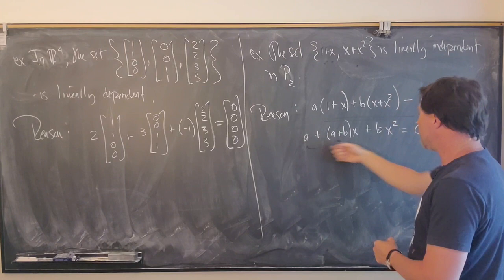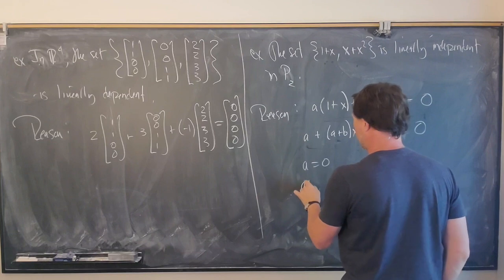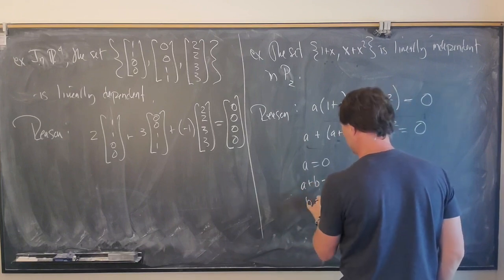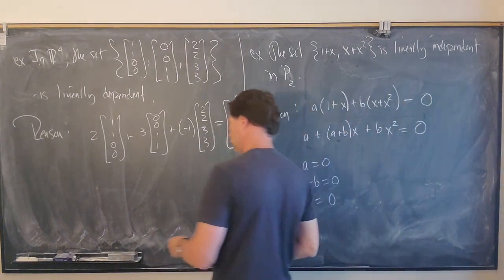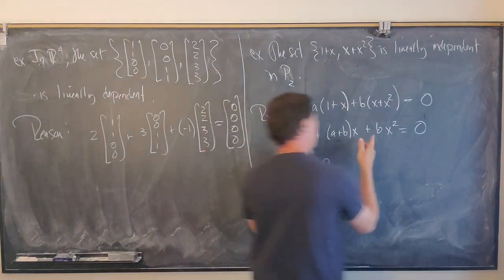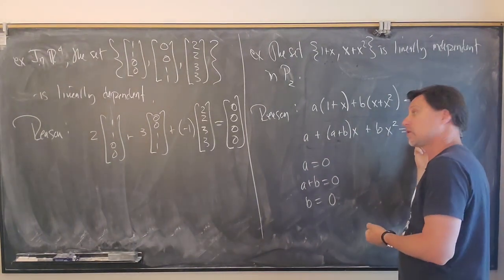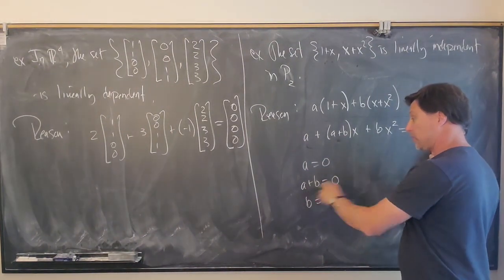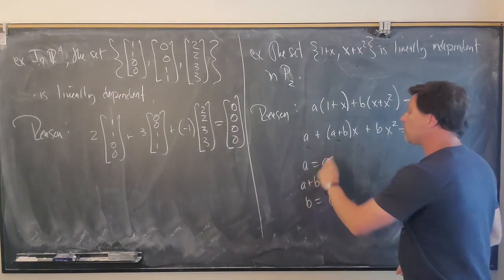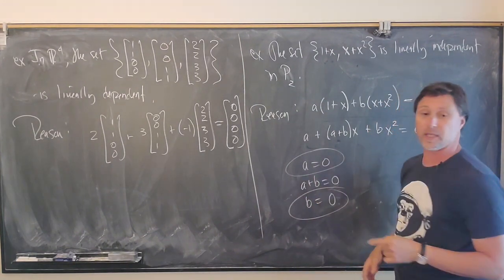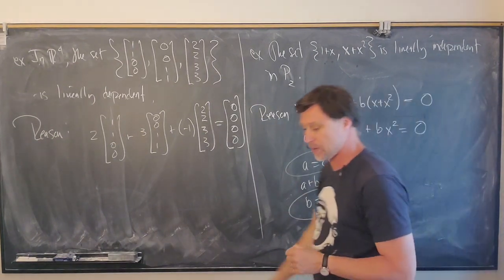Now, for this left-hand side to equal the 0 polynomial, I will need A equal to 0, I will need A plus B equal to 0, and I will need B equal to 0. Right? The only way for this to happen, I will need A equal to 0 because the constant term over here is 0. There's no degree 1 term, so I need A plus B equal to 0. Doesn't really matter. I also need B equal to 0 because there's no degree 2 term. So because we are forced to have A and B equal to 0, the only solution is the trivial solution, which means that we've got a linearly independent set.